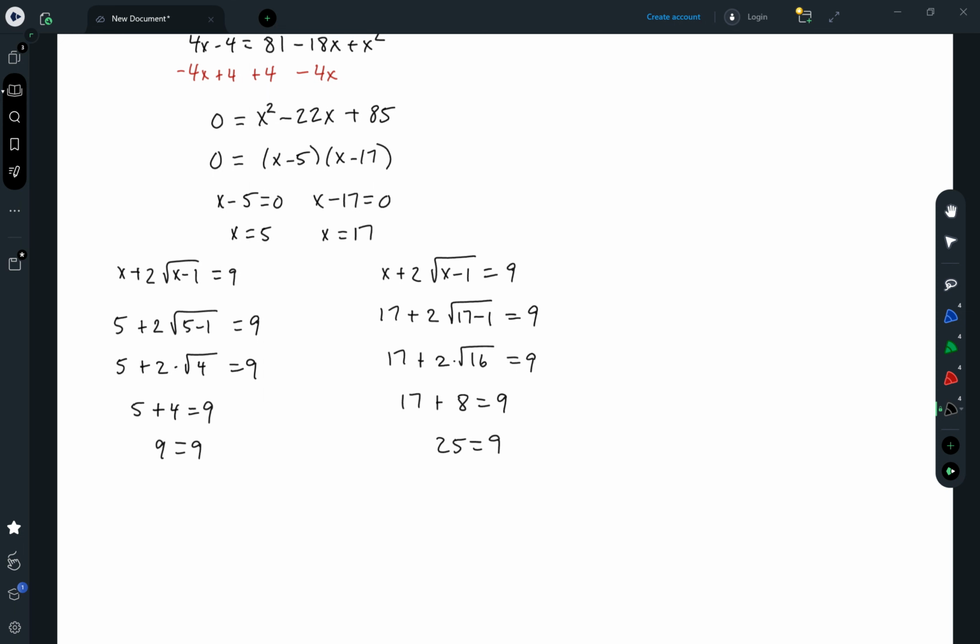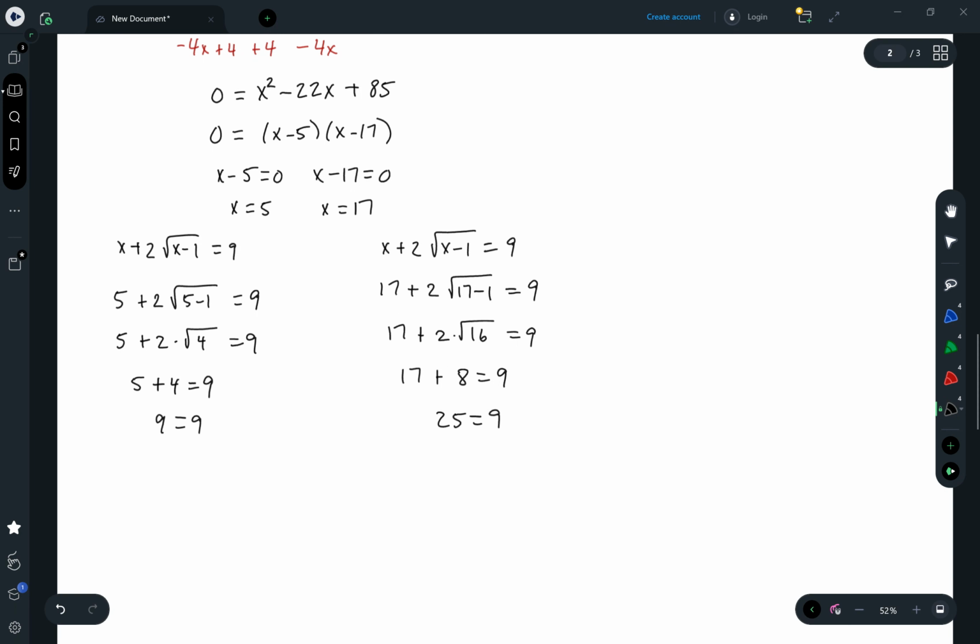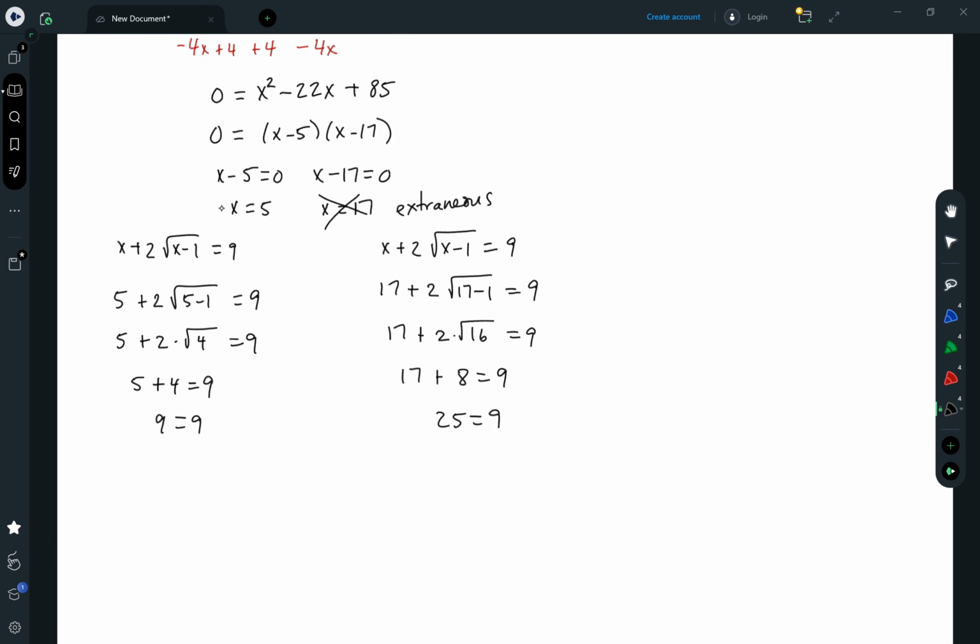This doesn't mean we did anything wrong. This is a common occurrence in a radical equation. Since this worked out to be an untrue statement when we plug this in, we call 17 extraneous, and we do not list it as a solution. So the only solution to this equation is x equals 5.